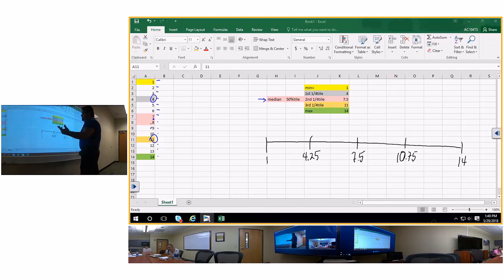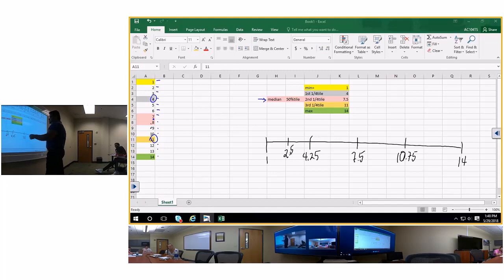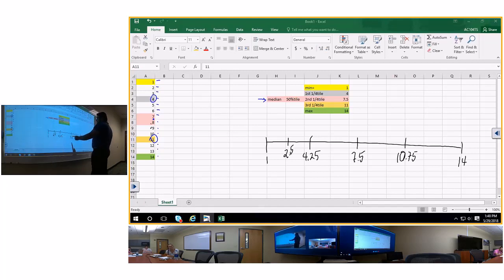What's half of 5? 2.5? Yeah, it don't matter. At this point, 2.5 is fine. You don't have to worry about the hundreds. You don't have to worry about that. Just round it to whatever you want to. 4 plus 7 is 11. Half of 11 is 5.5.